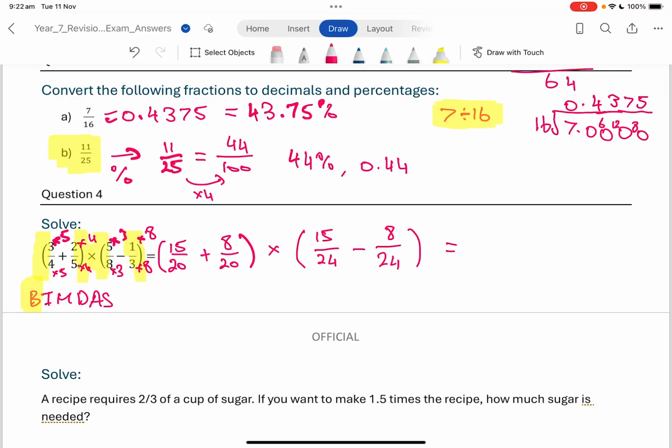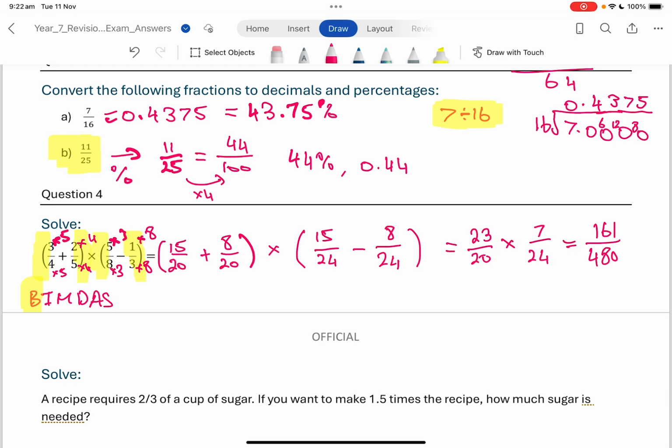So we've got 15 on 20 plus 8 on 20, 23 over 20. Multiplied by 15 minus 8, so 7 over 24. And then we're just multiplying the numerators together. So 23 times 7 would give me 161, and 20 times 24 would give me 480.